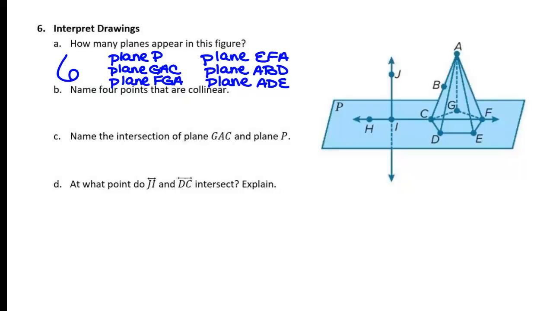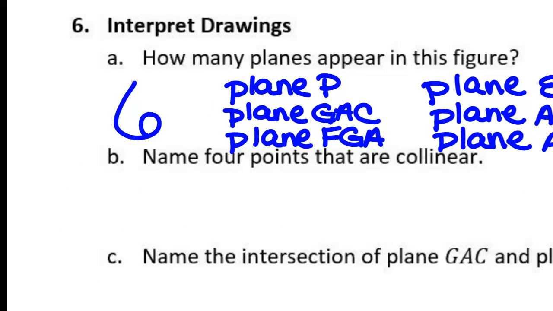All right. Name 4 points that are collinear. What does collinear mean again? Yeah, all together on a line. So I want 4 points that are all together on the same line. There's only one spot up here in this picture where there are 4 points that are all on the same line together. What are those 4 points? H, I, C, and F, yes.